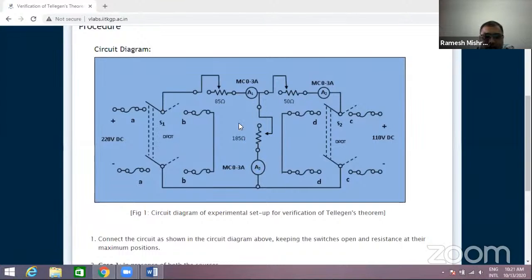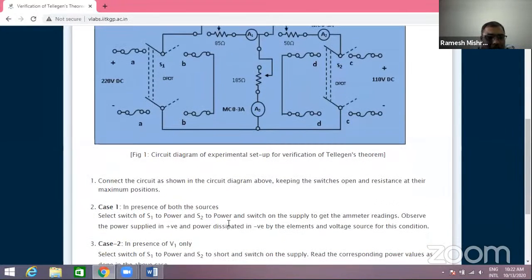Now we move here to see one resistance is also present over there, and here one ammeter is also present for calculating the total current in this network. After calculating current, multiplied with this resistance, we calculate the value of this voltage here. In such a way we can find out. The procedure is: connect the circuit shown in the circuit diagram above, keeping switches open and resistances at their maximum position.